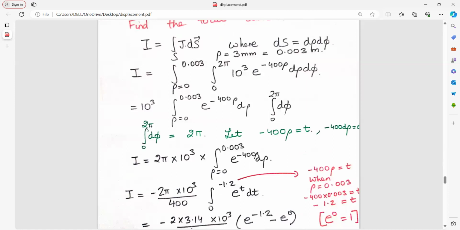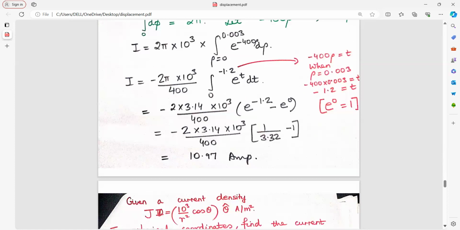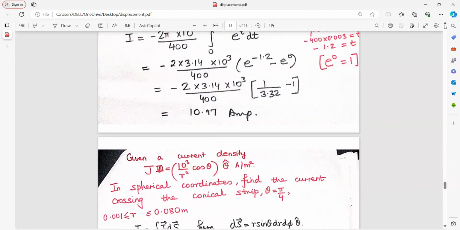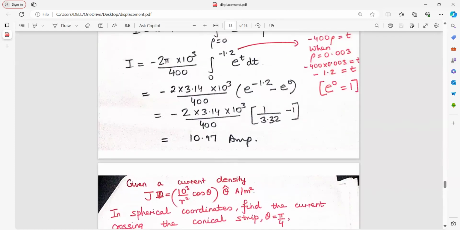Now, integral 0 to 2 pi d phi is 2 pi, and let t be minus 400 rho. Put this as t. So your limit when rho is 0.003 will become 400 into 0.003 is equal to t. So t is equal to minus 1.2. E to the power of 0 is equal to 1. Straight away put these values and you get the answer. Find the current density. Next question.